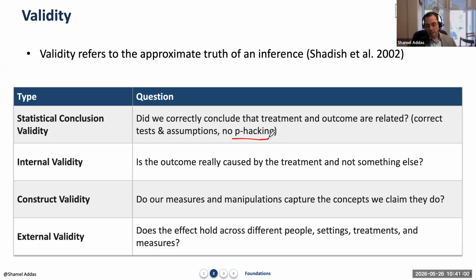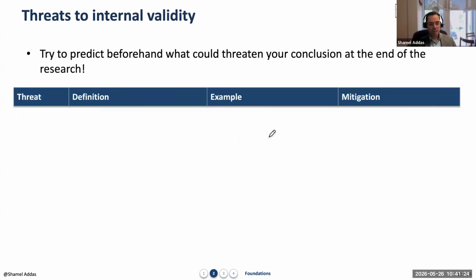And then external validity is: does my experiment allow me to say something about outside of the sample that I tested? So is it generalizable? Does it have value beyond that particular sample? Is it going to hold across different people, different settings, different treatments, and different measures? So when you're conducting an experiment, you need to think about those four types of validity.